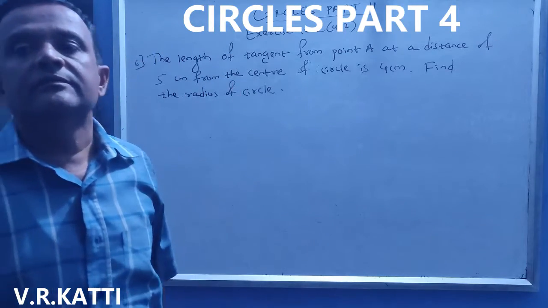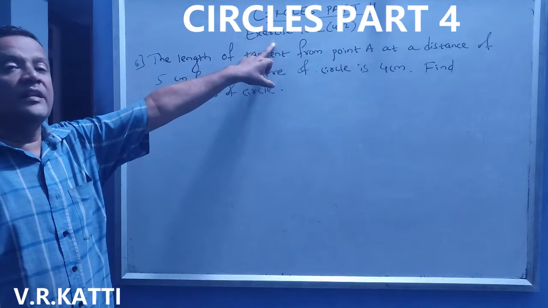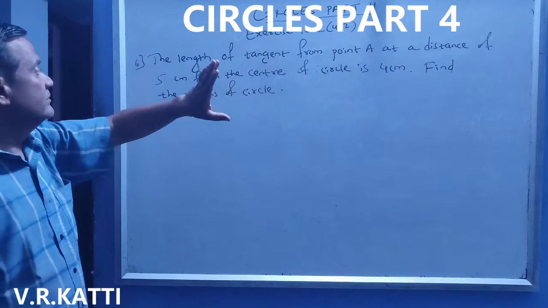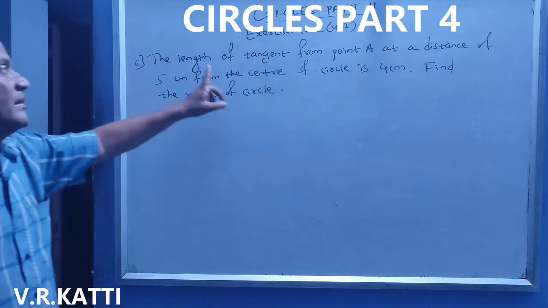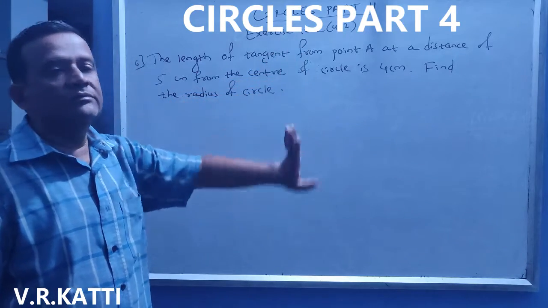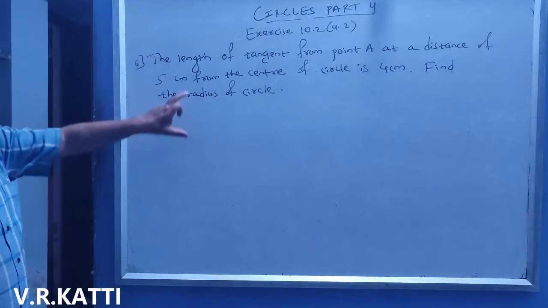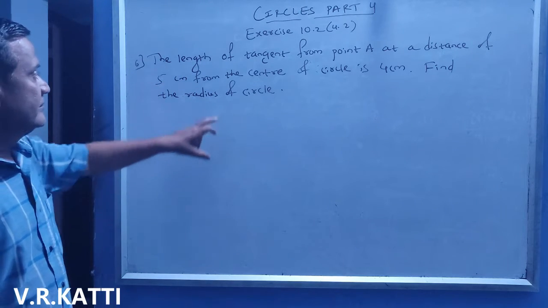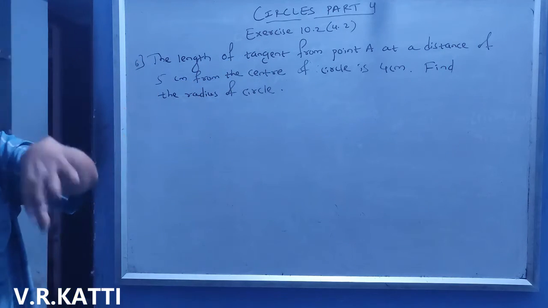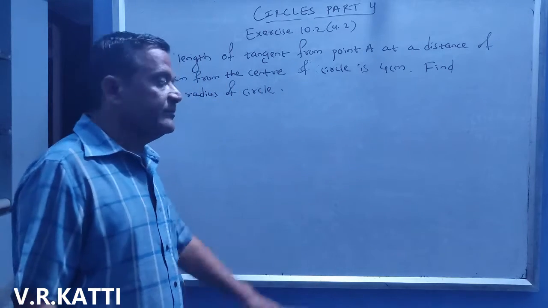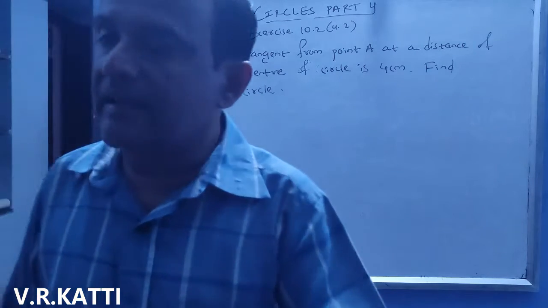So let us continue Circles part 4, exercise CBSE 10.2, state 4.2, 10th standard, problem number 6. The length of the tangent from point A at a distance of 5 cm from the center of the circle is 4 cm. Find the radius of the circle.